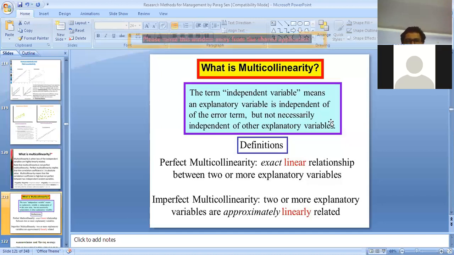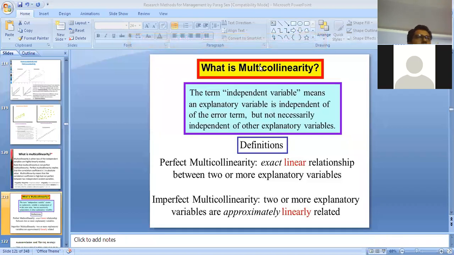So why am I discussing this topic? Because many times you will see that multicollinearity is considered, or taken care of. For example, while applying structural equation modeling, the multicollinearity is taken care of. So what is multicollinearity?